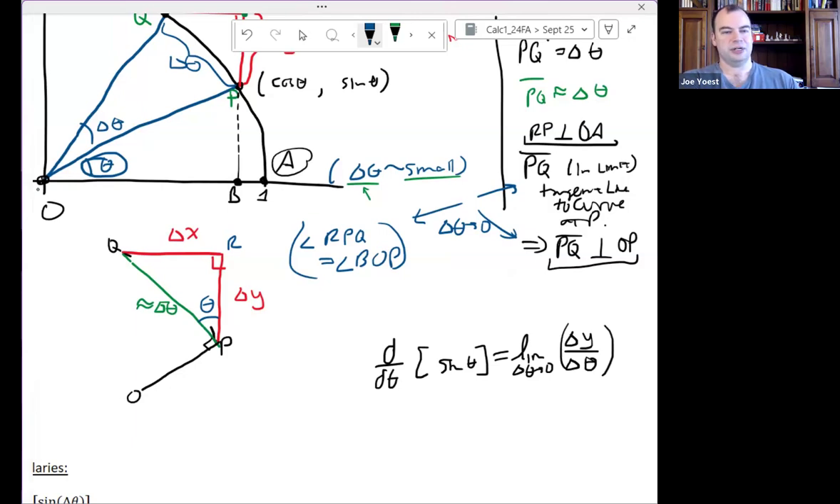But what is delta y over delta theta? At least in the limit, when I have a triangle instead of a curve, and instead of the hypotenuse being a curve, and when this length, instead of being approximately delta theta, is equal to delta theta. Well, relative to the angle theta, this is adjacent over hypotenuse. Cos theta gives me the adjacent over hypotenuse. Or this is, in the limit as delta theta goes to 0, cos theta.